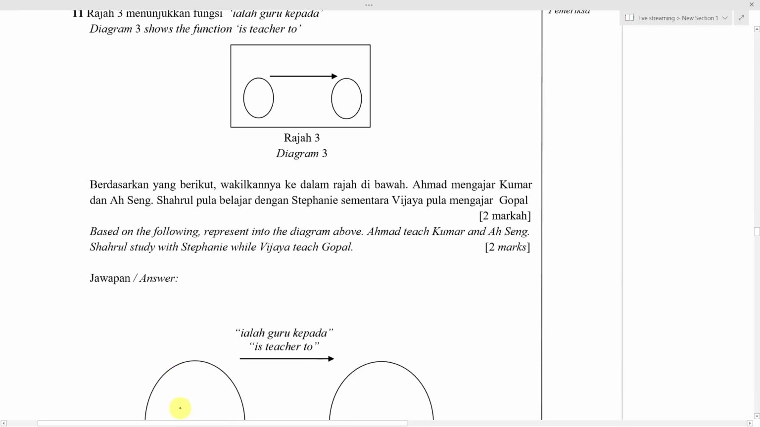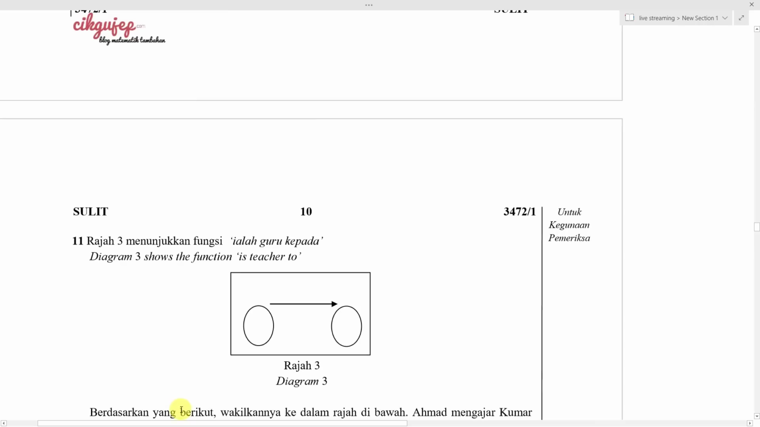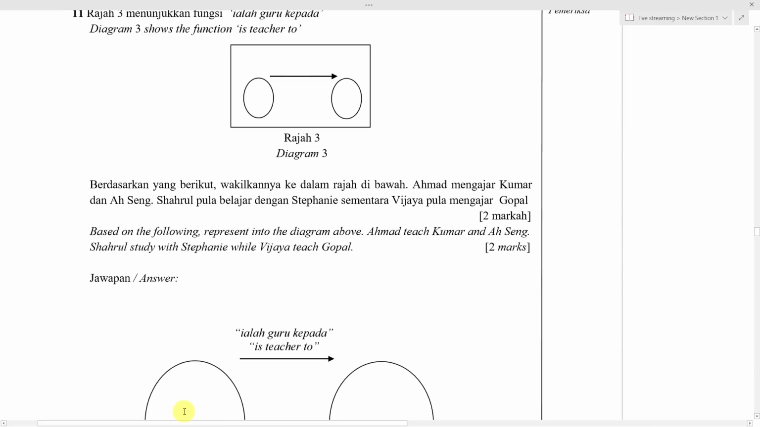Let me just move on to these simple questions. Alright, this one, I got a different result from the marking scheme because it kind of doesn't make sense to me.